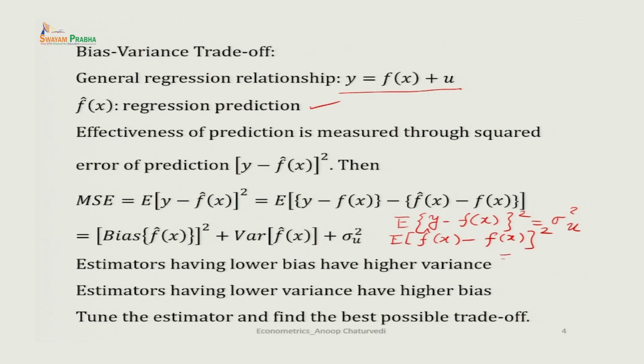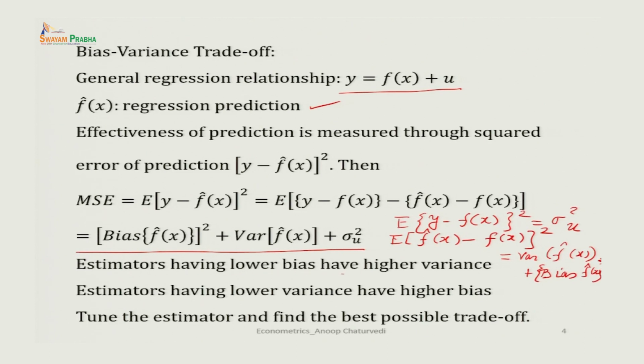So, this is equal to the variance of f hat(x) plus the bias of f hat(x) square. So, you get this expression.